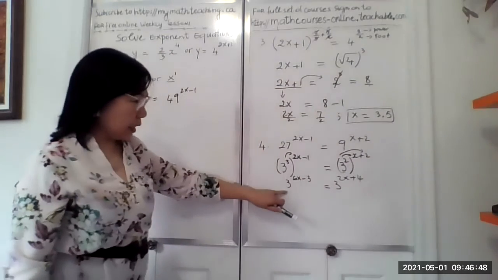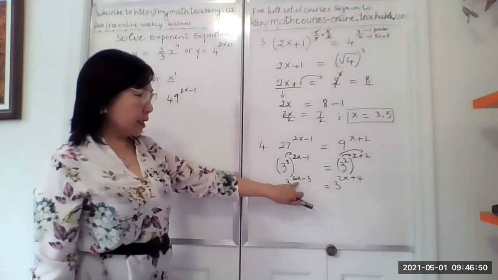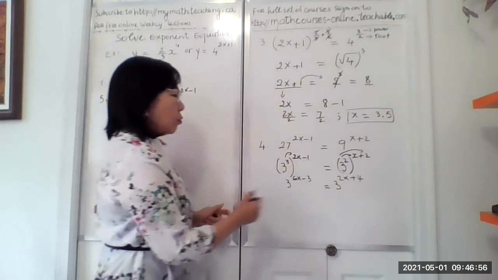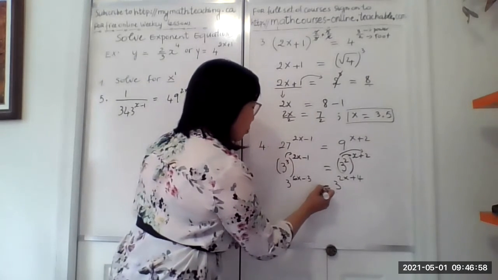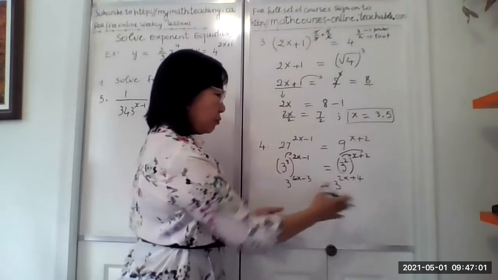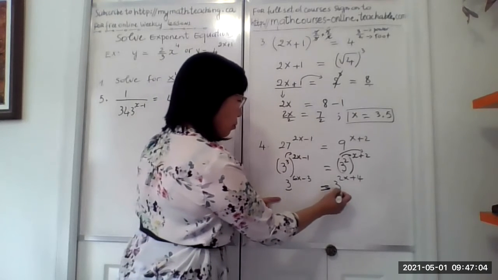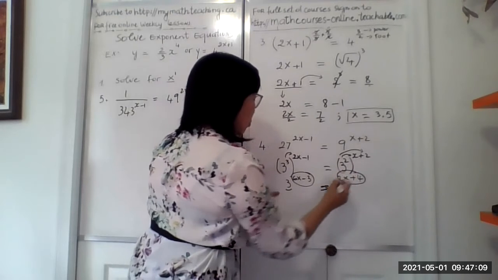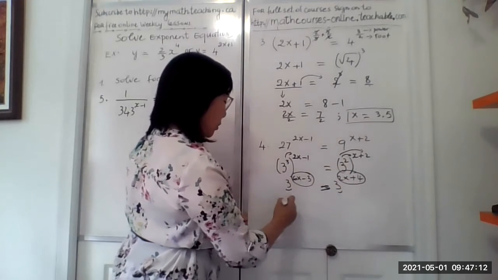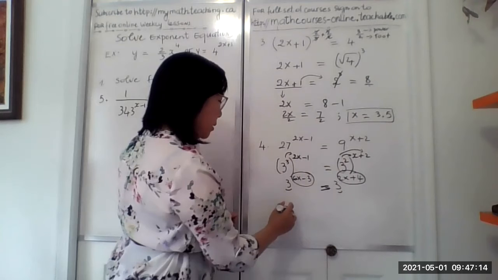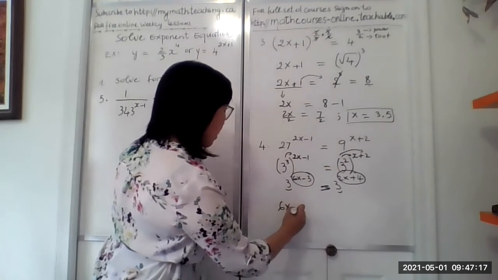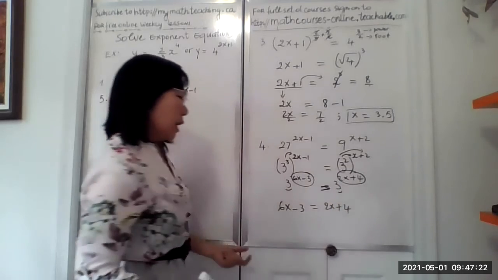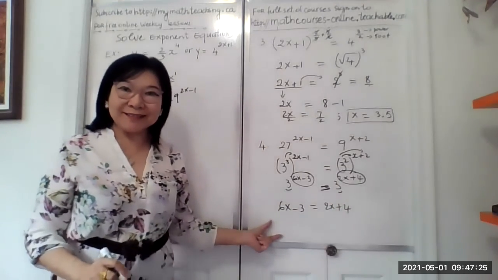Okay, so now they have the same base, 3 to the power 6x minus 3 and 3 to the power 2x plus 4. Now, the only way for the left side to equal the right side, because the base is already equal, is that the powers have to be equal. Therefore, we can ignore the base and just say 6x minus 3 equals 2x plus 4, because our purpose is to solve for x, right?